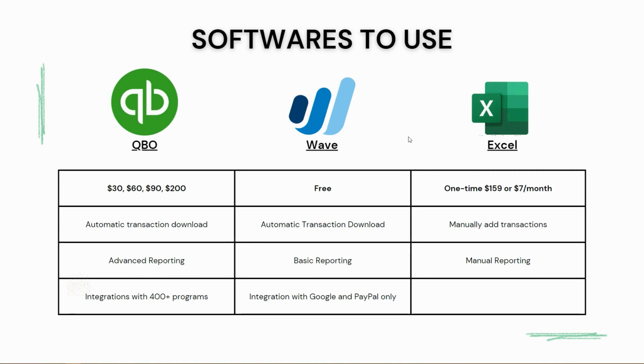Now, there are so many different software options available for you to do your own bookkeeping. These are just three of the bigger options that are available to you, so I'll just go over them briefly. We have QuickBooks Online, QBO, Wave, and then we have Excel. This top row shows the pricing for each of these. QuickBooks Online has a bunch of different packages. Most of the time, if you're going to do QuickBooks Online, you can get away with using this $30 package. You're going to be able to categorize things.